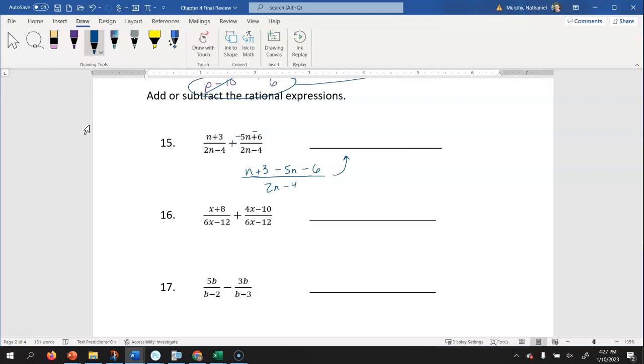Now we're just going to simplify that. So our denominator, we would have 2n minus 4. And our numerator, n minus 5n would be negative 4n. And 3 minus 6 would be negative 3.